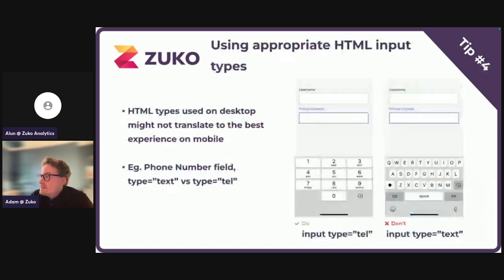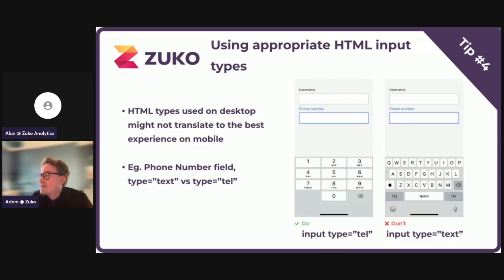With that in mind, adapting your HTML input types for a mobile device is really important. So remember, your user doesn't have a keyboard. So when they're putting in things like a telephone number or an email address, the keypad that they're using should really be adapted to the nature of the field. So a key example here is a phone number.